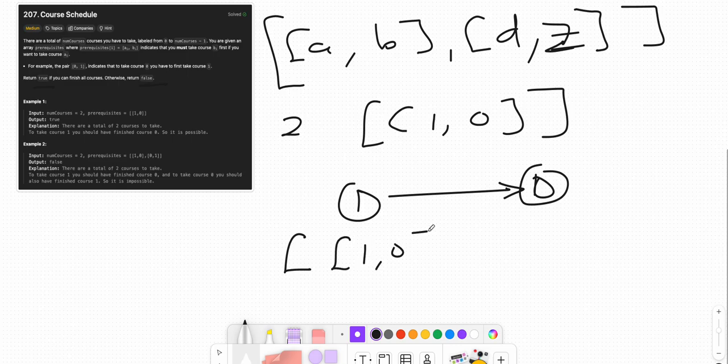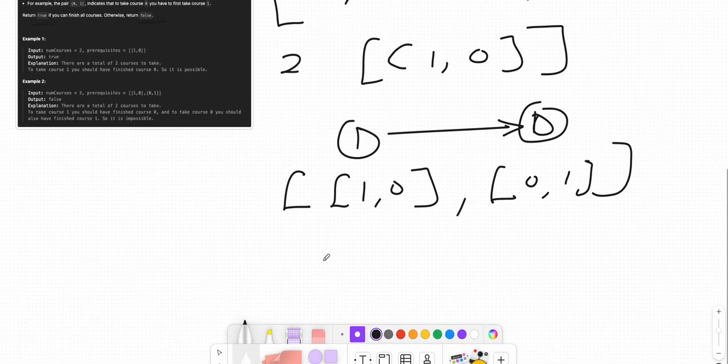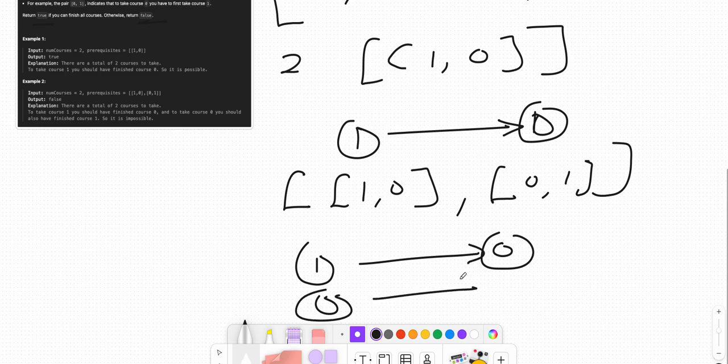Another example: course 1 0 and 0 1. Before I take my 0, I have to take 1, and before I take my 1, I have to take 0. They are interchangeable, which means you can't finish these courses. That is what I am saying.